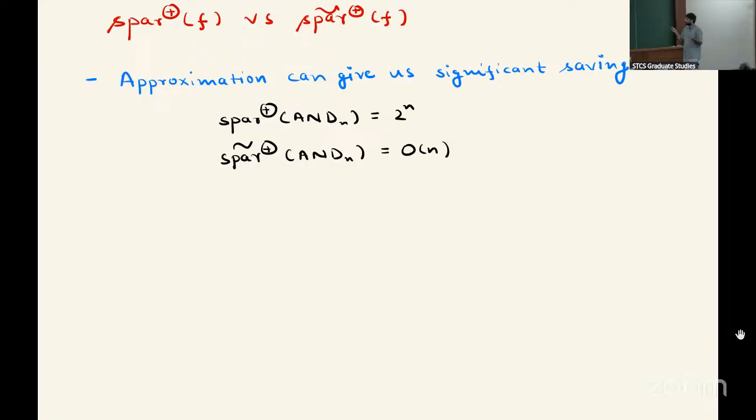In case of Fourier basis, we know that approximation can give us significant advantages. This we know. The folklore results or work of Razborov and Sherstov tell us that for AND function and OR function, the approximate sparsity is just order n, but we know that the sparsity of AND and OR is like 2 to the n. So we can get significant advantage using approximation in the Fourier basis. So in Fourier basis, there can be very large separation between the two measures.